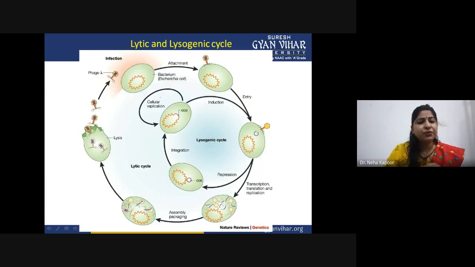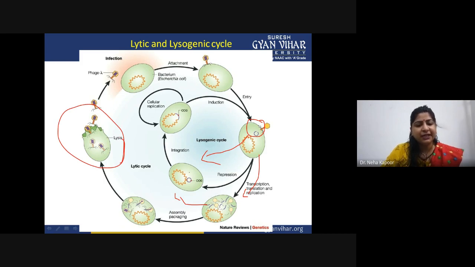Now this was the lytic and lysogenic cycle that I was talking about. The infection is happening, after that it is injecting the DNA. Here the DNA is injected, then the repression is happening, circularization is happening, then transcription and replication, assembly and packaging. Here it is lysis. This is the complete lytic cycle. This one is the lysogenic cycle, in which it will get integrated. Because of the integration, after many cellular replications, it would be induced and excised from the bacterial genome, and the same lytic cycle would proceed.